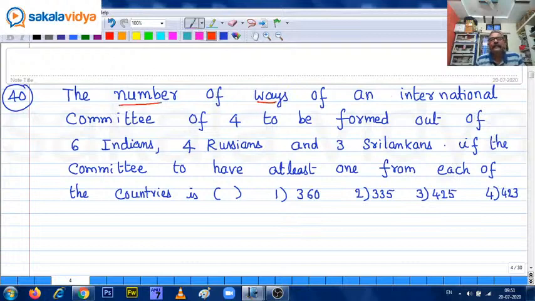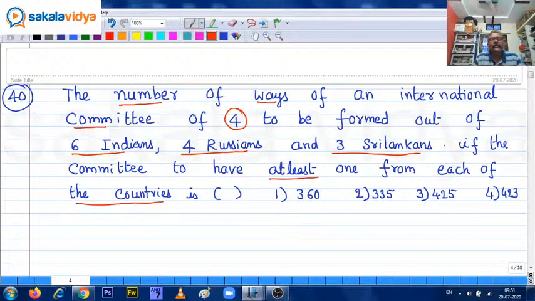Number of ways of forming an international committee of 4 members, selected out of 6 Indians, 4 Russians, 3 Sri Lankans, if the committee has at least one from each of the countries. At least one person must represent each of the countries. So write down here: 6 Indians, 4 Russians, 3 Sri Lankans. So a 4-member committee.